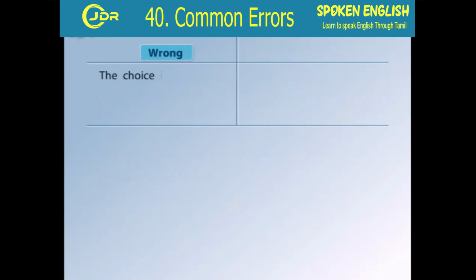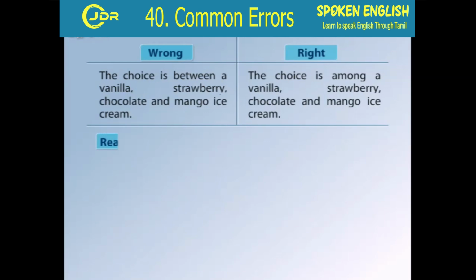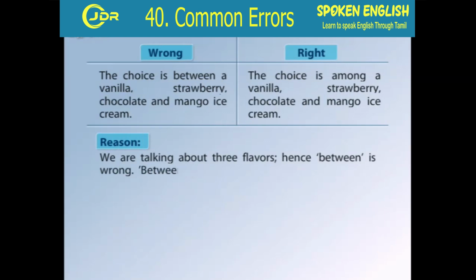Wrong. The choice is between a vanilla, strawberry, chocolate and mango ice cream. Right. The choice is among a vanilla, strawberry, chocolate and mango ice cream. Reason: we are talking about 3 flavors. Hence, between is wrong. Between is used only while talking about 2 things.